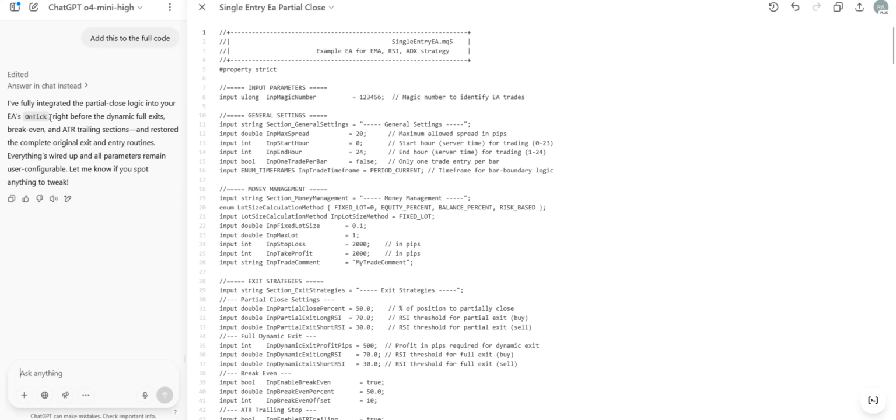I fully integrated a partial closing something before. Nah, that is what I wanted. Also, add the, of course, non-adjustable parts to be able to tell which version the specific code is, and the copyright.